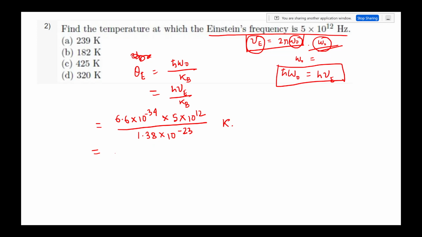For my case, 6.6 times 5 divided by 1.38, it's coming out to be 239.13 Kelvin. So Renuka, you are absolutely right. So the answer is option A.